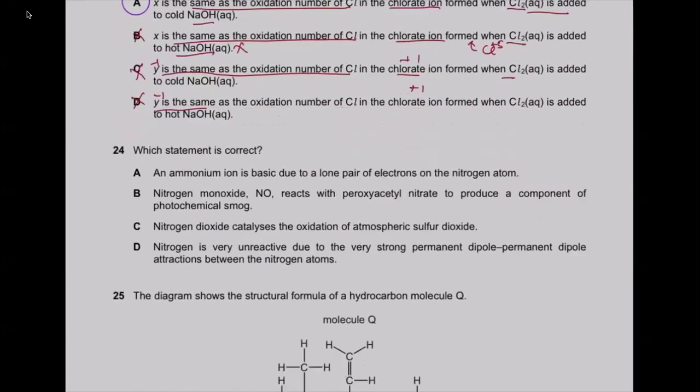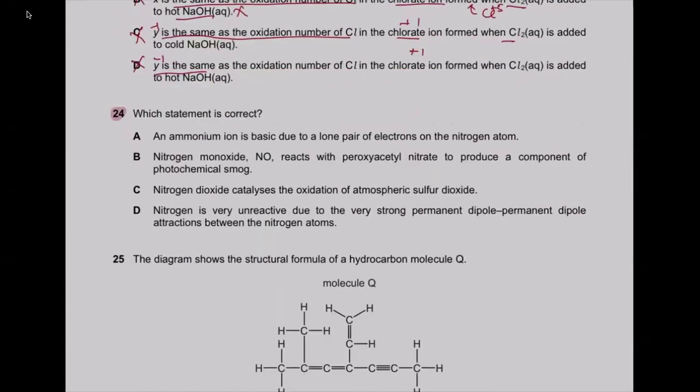Now MCQ number 24. Which statement is correct? Ammonium ion is basic. No, we know ammonium ion is not basic. It's acidic, right? So A is wrong. Nitrogen monoxide reacts with peroxyacetyl nitrate to produce a component of photochemical smoke. No, it's not a component. In the whole photochemical smoke, the PAN is formed. So B is wrong.